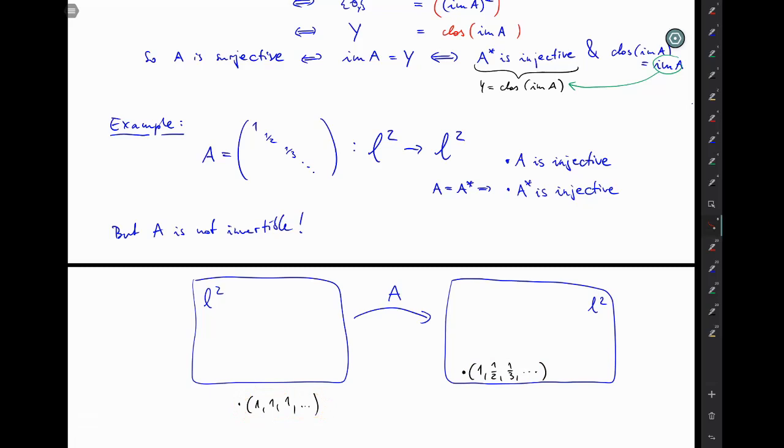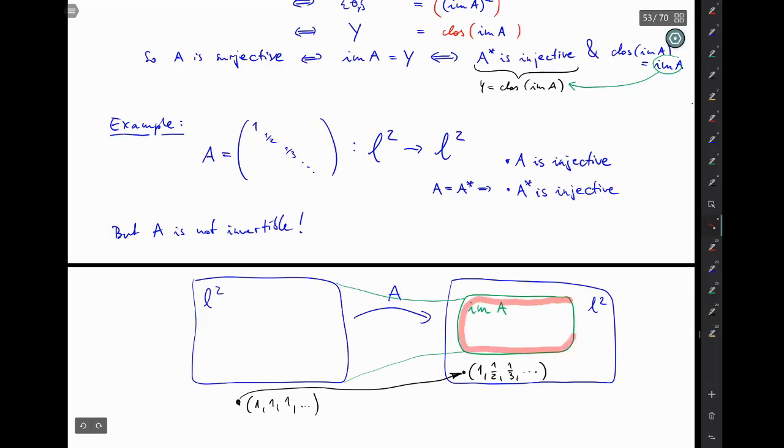Clearly not. Well, this means that this is not an output of this operator. It's not in the image. And so the image is strictly smaller than Y. Okay, I think now we all see that A is not surjective. So injectivity of A star doesn't seem to guarantee surjectivity of A.